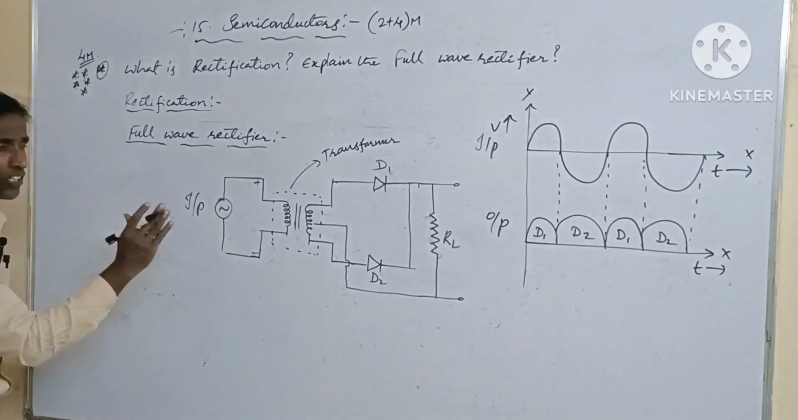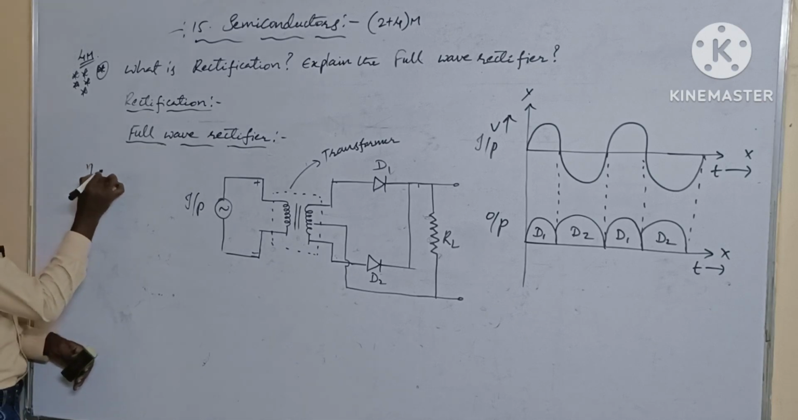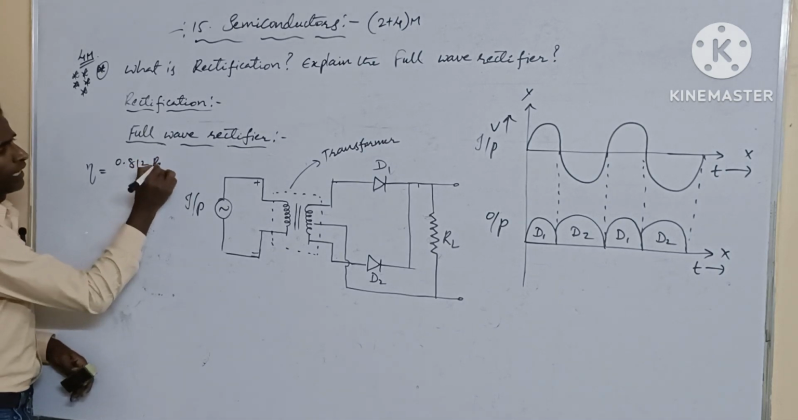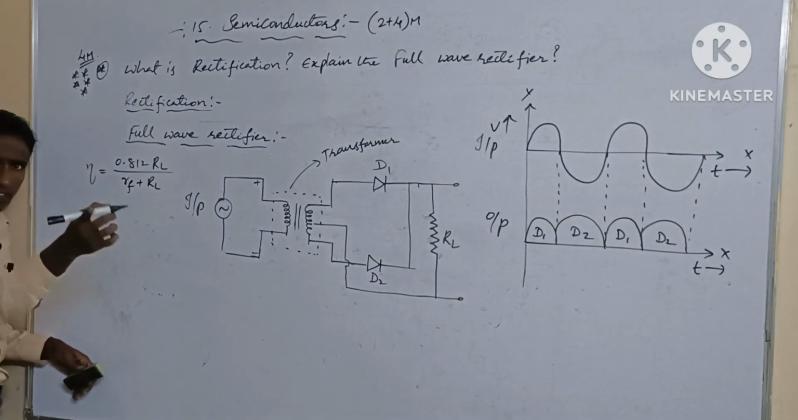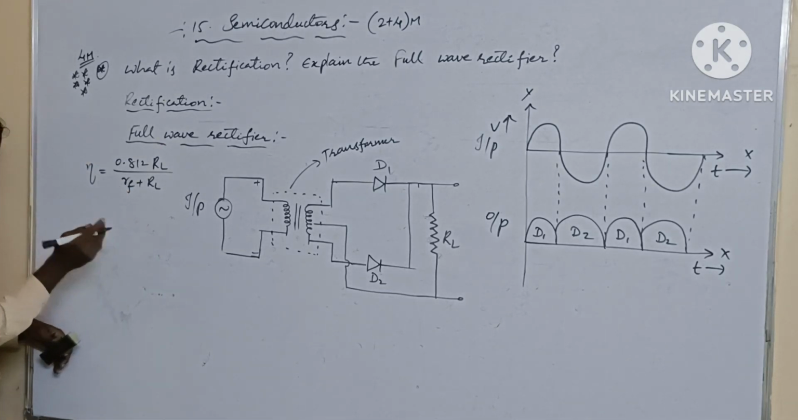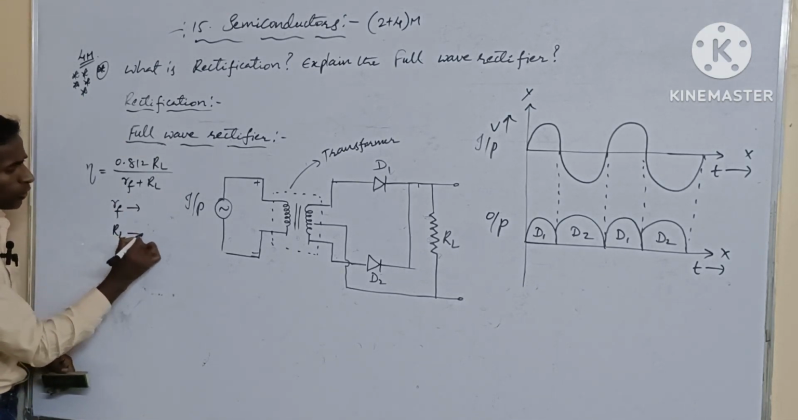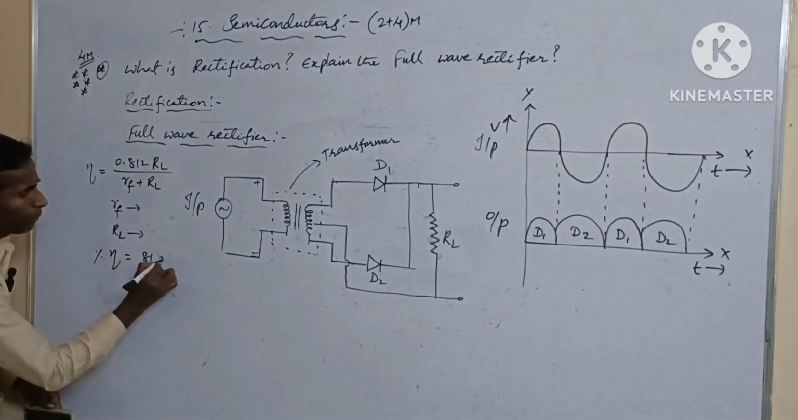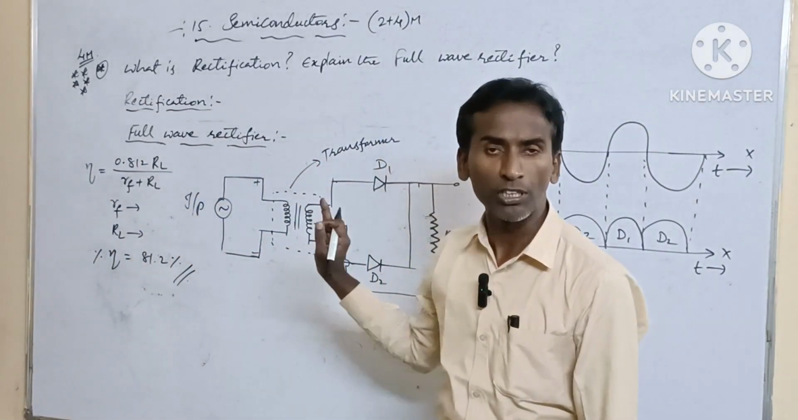And here also we have the efficiency of the full wave rectifier. The efficiency eta is equal to 0.812 RL by RF plus RL, where RF is the forward resistance and RL is the load resistance. The percentage efficiency is 81.2 percent. He will definitely ask a 1-2 mark question from this topic also.